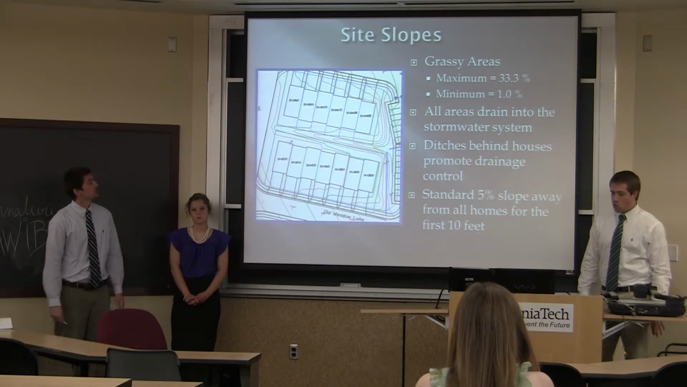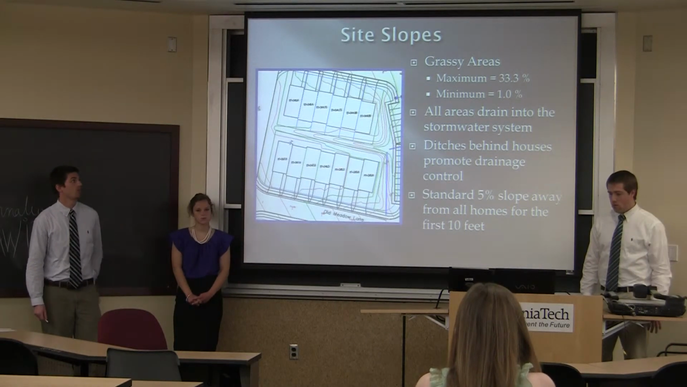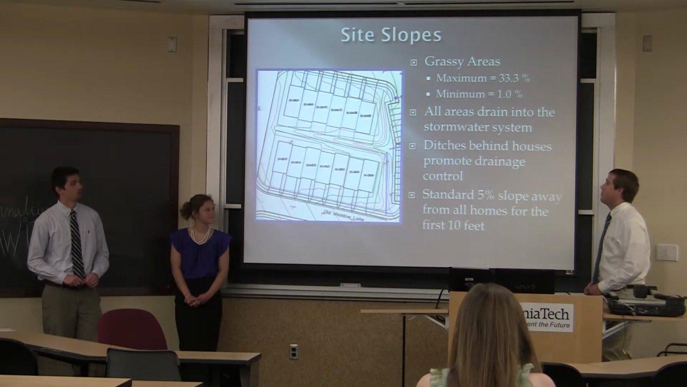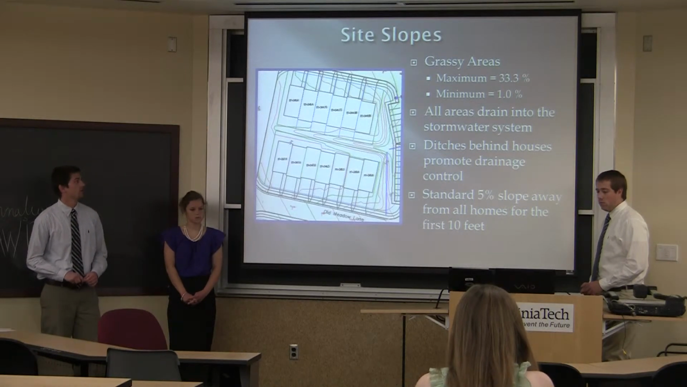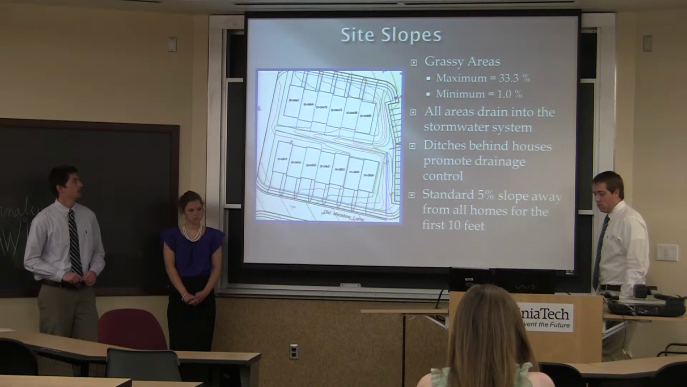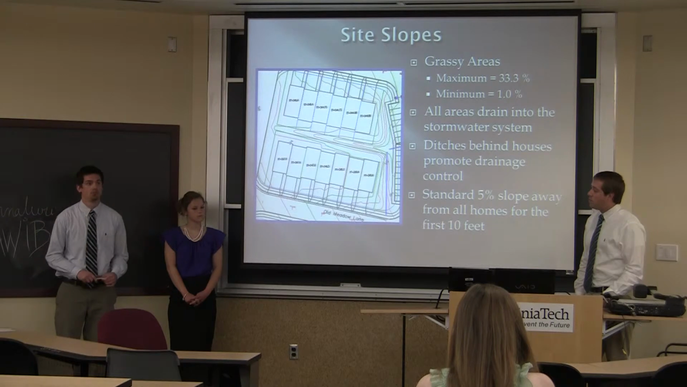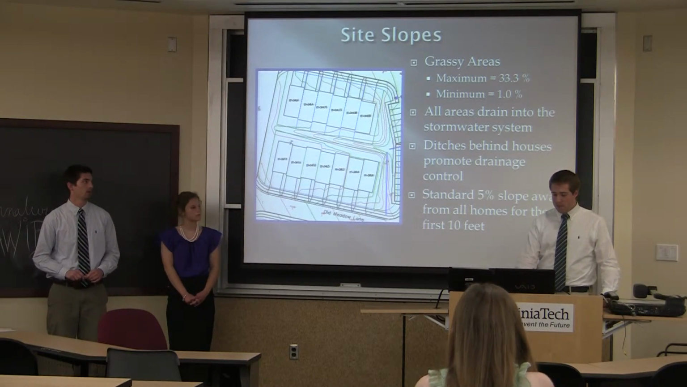And for our site slopes in the grassy areas, we had a maximum of 3 to 1, which is what's required if you don't want to tip over your lawnmower. The minimum is 1% in order to provide adequate drainage. All areas of our site drain into our stormwater system. The ditches behind our houses and in between sticks promote drainage control. And there was a minimum 5% slope standard away from all building lots.